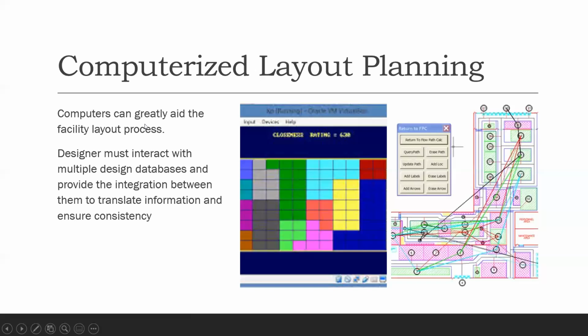Okay. So, ano daw po yung computerized layout planning? So, with the help of computer, natutulungan nila tayo na magkaroon ng analysis or yung mga complex computation ay mas mabilis na nagagawa through yung mga systems natin or other softwares like for example, Blockplan, Craft, Simulate, and Aldep. So yun yung mga popular na layout planning softwares. So designer must interact with multiple design bases and provide integration between them to translate the information with consistencies.